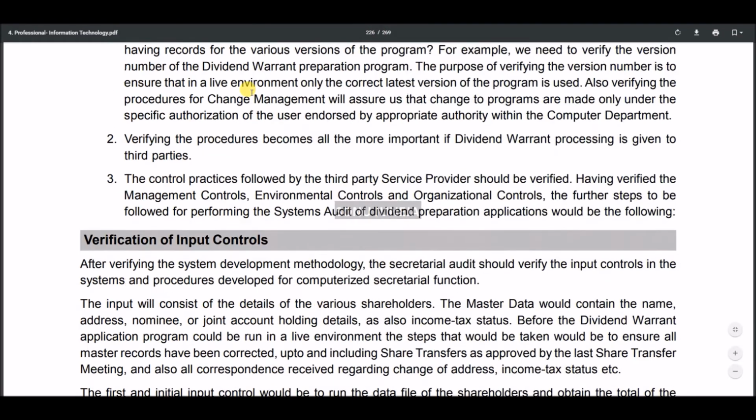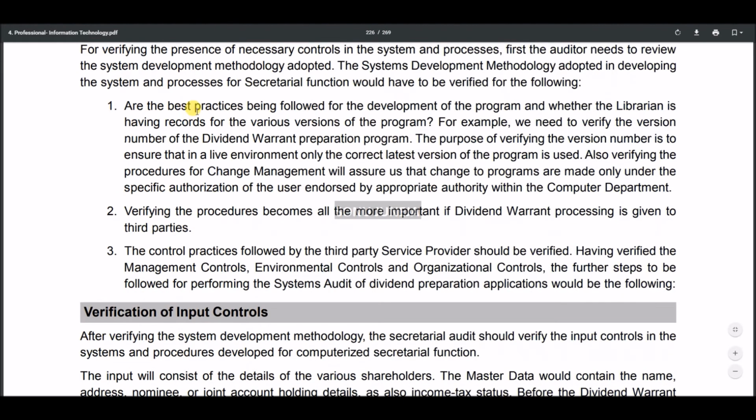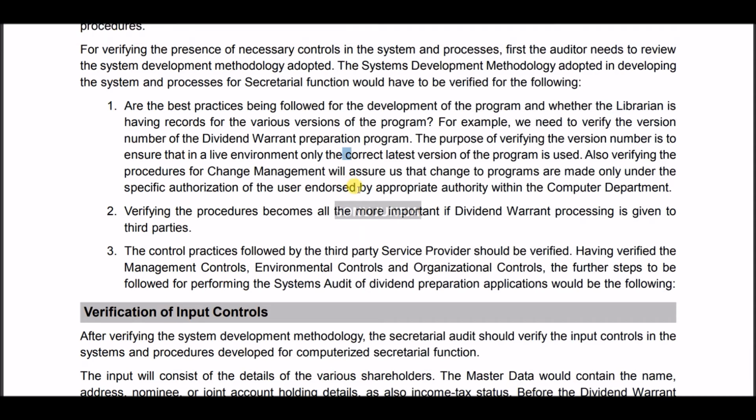Now, verification of input control. So talk about the 3 points. First, we are taking an example for issue of the dividend warrant. For a dividend warrant, you need the data that has to be updated, the program which can ensure the number of dividend warrants required to be issued.